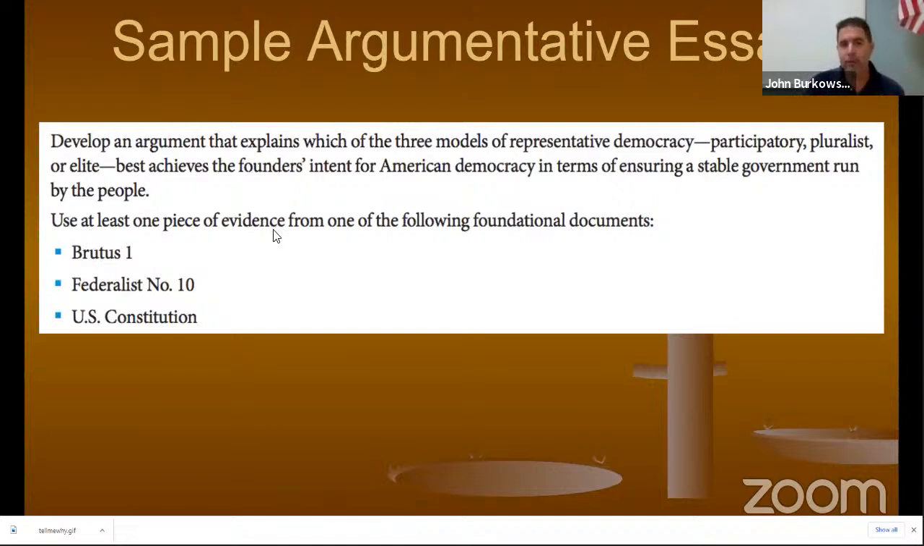You got to use at least one piece of evidence, all right? So if you want to get that full 6 points, you got to use at least one of these foundational documents. And so we have Brutus 1, the anti-federalist paper, Federalist number 10 by James Madison, and of course the US Constitution, which yes, includes not just the articles, but the amendments. So that's fine too. So let's try to break down this question.